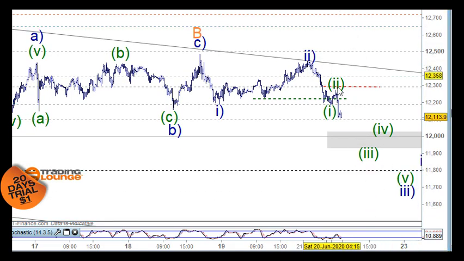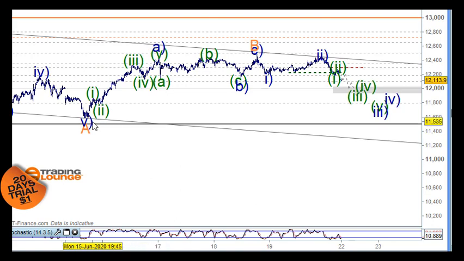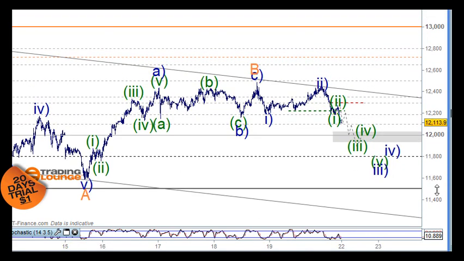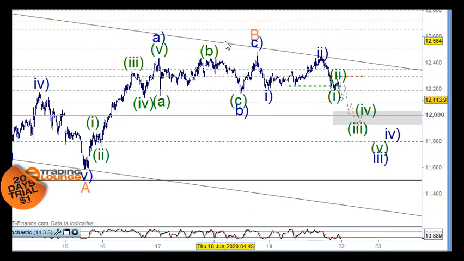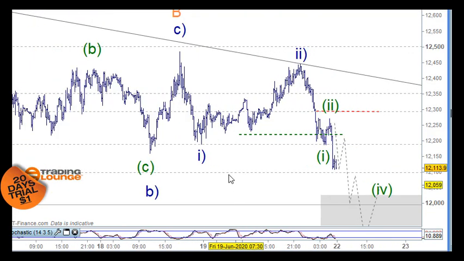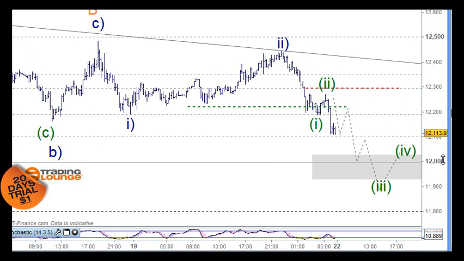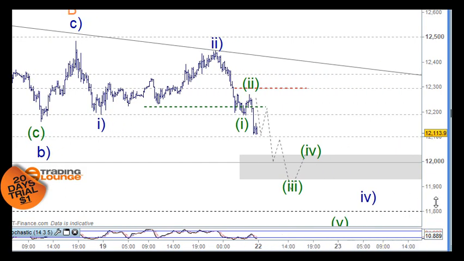In this sequence we'll also be looking for 5 waves for wave 3, then wave 4. This is also the 50 to 60% retracement level from the previous wave low A here up to B here. So we can expect it to be a bit of a sticking point across the 12,000, so just bear that in mind. You'll need to have a little bit of patience while that moves through.